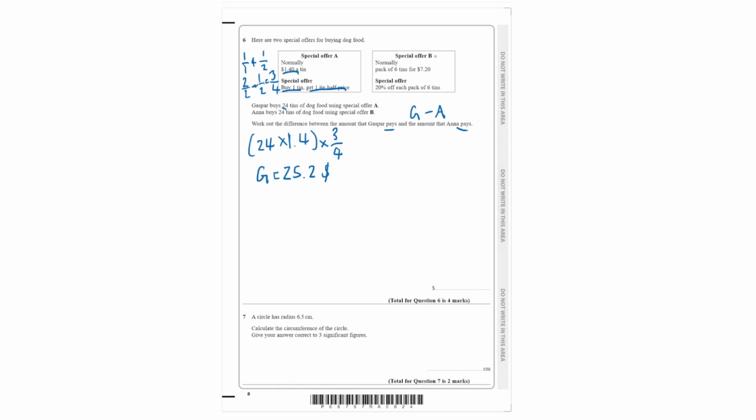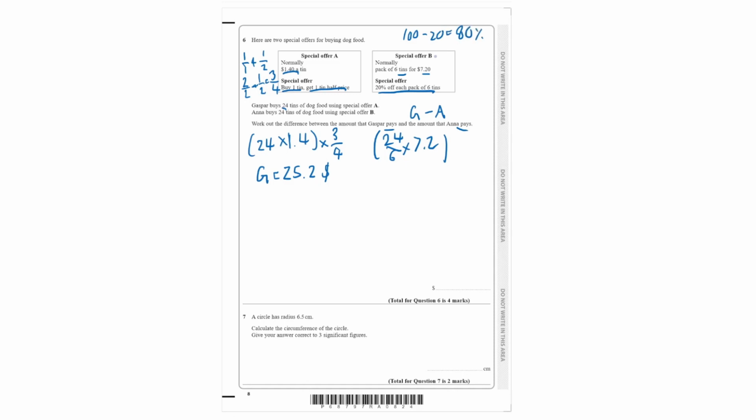Normally, a pack of 6 tins goes for 7.2. So that means of the 24 tins, she buys them in packs of 6. So we divide by 6 and we multiply by 7.2. On top of that, she gets 20% off on each pack of 6 tins. We know that 100% is a full amount. So 100 minus 20 is simply equal to 80.